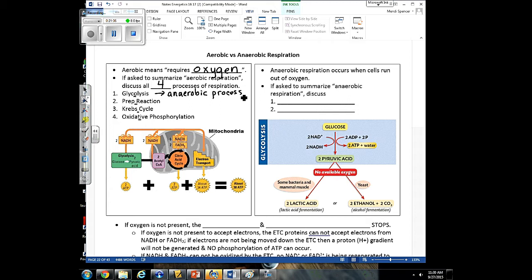In some cases, when we're out of shape or we are exercising harder than usual, our cells can run out of oxygen. Our body is not supplying oxygen as fast as the cells are utilizing it. So our body can switch over and do what's called anaerobic respiration. Now, if I ask you to summarize the steps involving anaerobic respiration, you're going to discuss glycolysis again. And the glycolysis in the anaerobic process looks just like glycolysis in the aerobic process. But the next step after glycolysis is not the prep reaction like we have with aerobic respiration. It's the fermentation step.